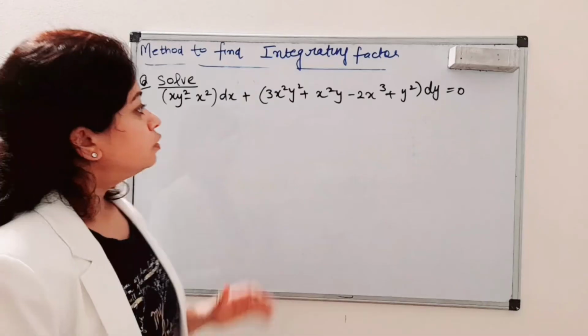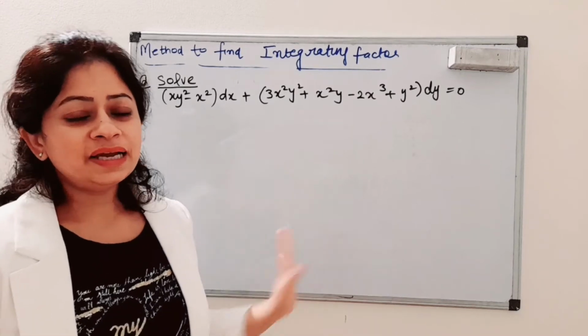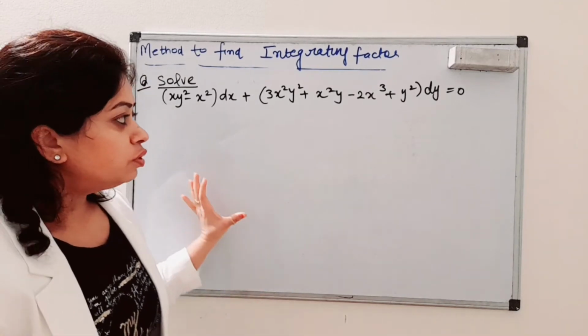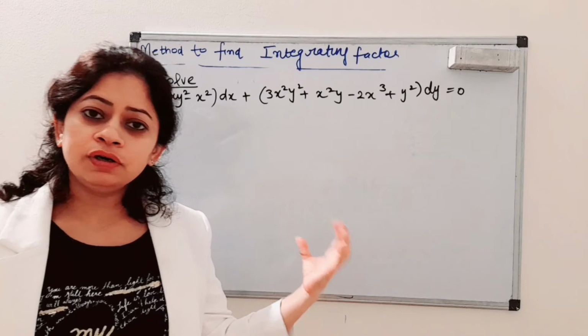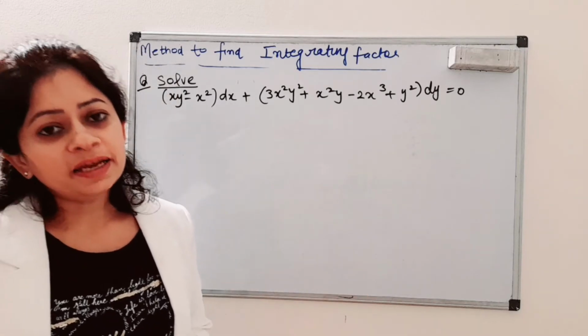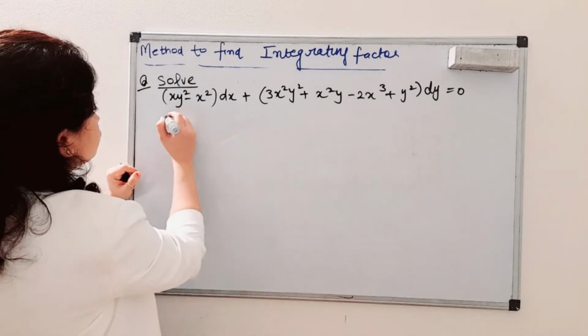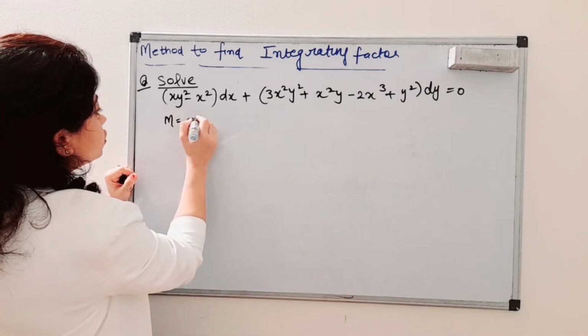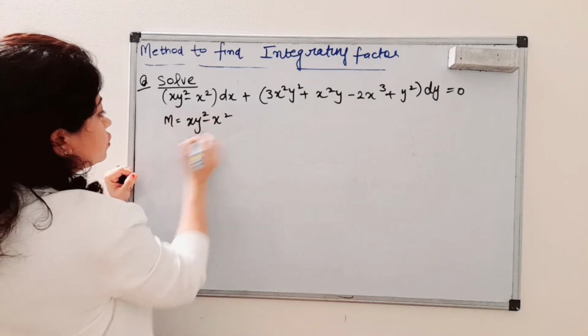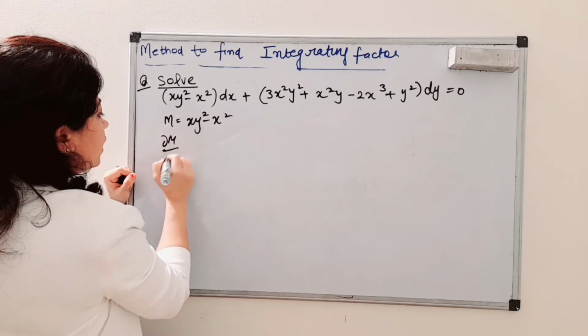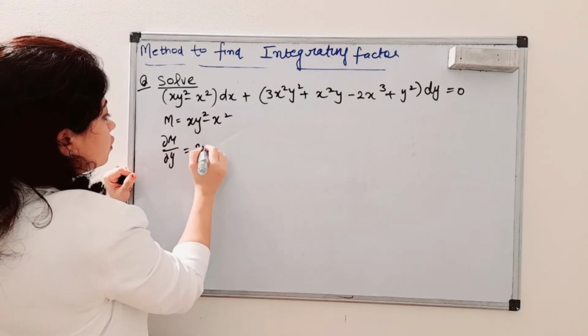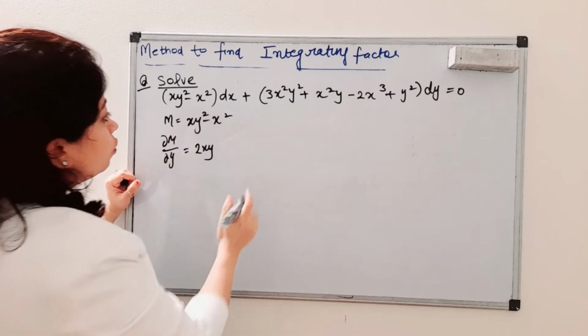Okay. So we need to solve this example now. We don't know whether this equation is exact or not. First of all, we will check and then we will find integrating factor if it is not exact. Okay. So here M is xy square minus x square and ∂M/∂y is 2xy. It will be 0. Okay.